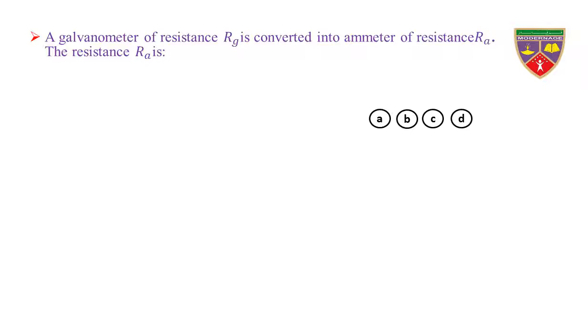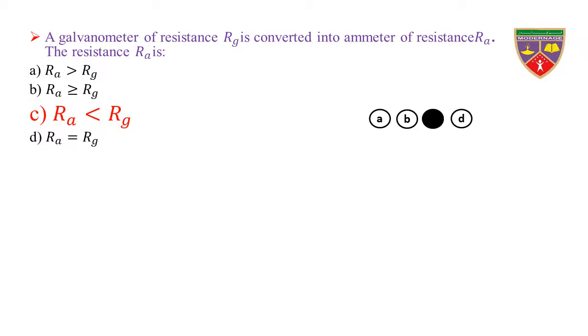A galvanometer of resistance Rg is converted into ammeter of resistance Ra. The resistance Ra is option A Ra greater than Rg, option B Ra greater than or equal to Rg, option C Ra less than Rg, option D Ra is equal to Rg. The key is Ra less than Rg. Therefore, the correct option is C.